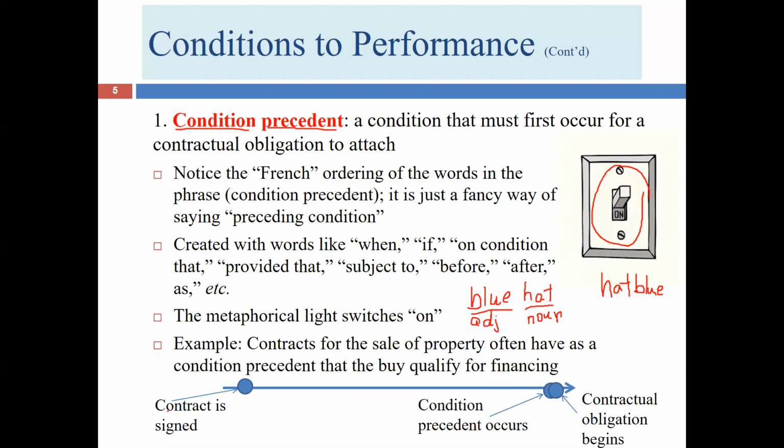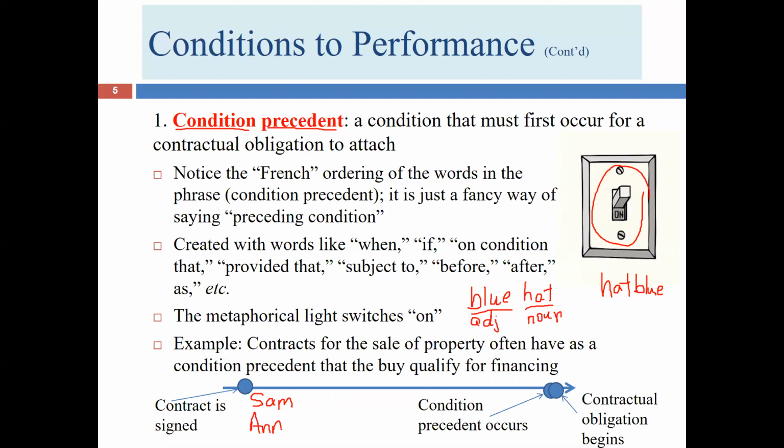We have a contract is signed. We'll say the contract is between Sam and Anne. Sam owns a house. Anne wants to buy Sam's house. They enter into a contract. Anne is going to pay Sam $200,000 for the house.